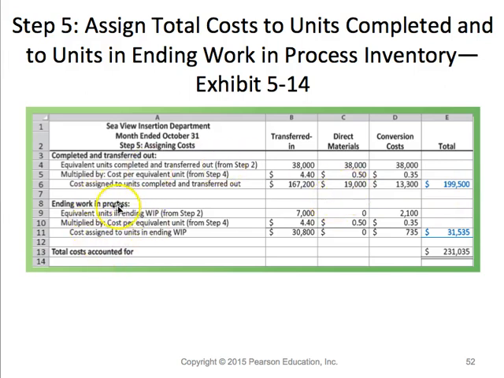And then you're going to have the ending work in process. We're going to have 7,000 times 4.4 and 5. It's 0 here because it's also 0 above, and 2,100 times 0.35 is 735. So you get another number, and you get the total cost accounted for. More importantly, we're looking at these two numbers.